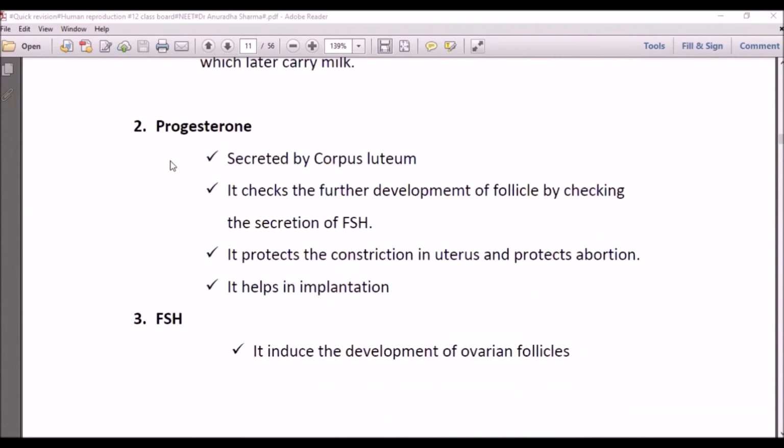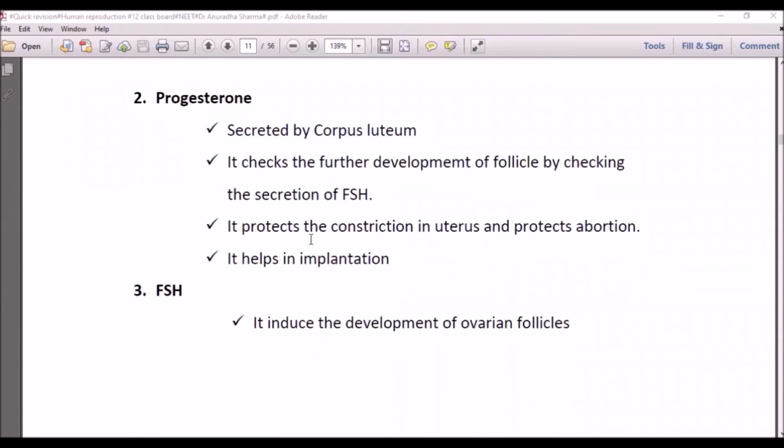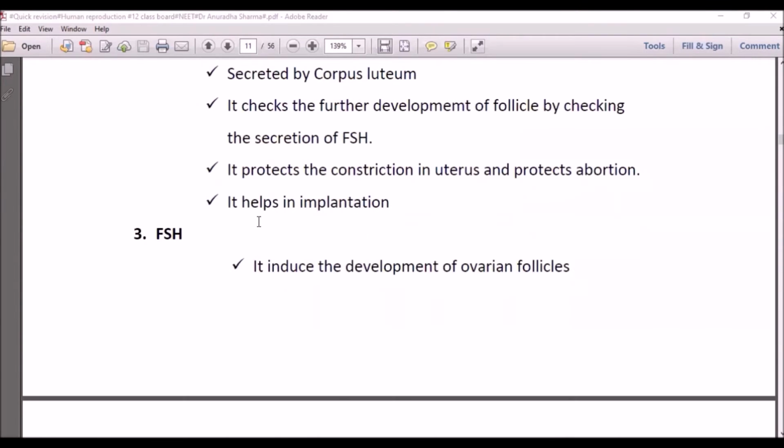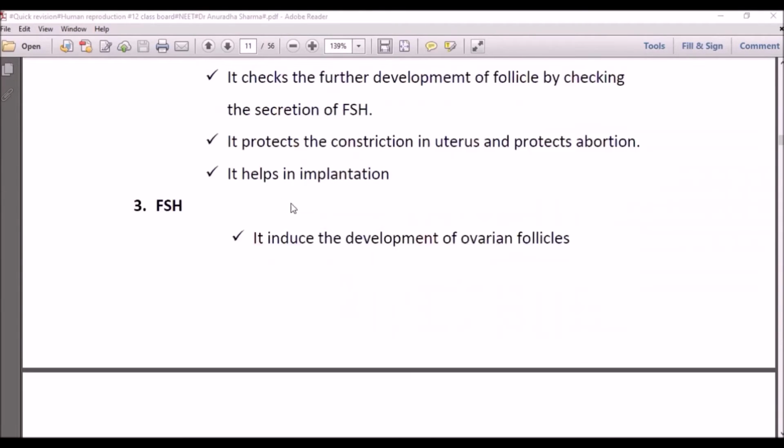Now, the second hormone is progesterone. We know that progesterone is secreted by the corpus luteum. It checks the further development of follicle by checking the secretion of FSH. Third, it prevents contractions in the uterus and protects from abortion. And next, it helps in implantation of the zygote to the endometrium.